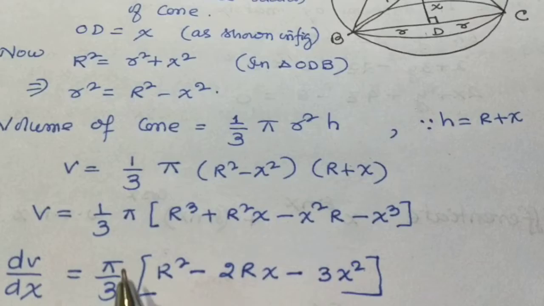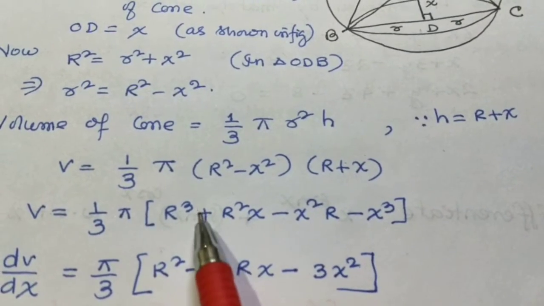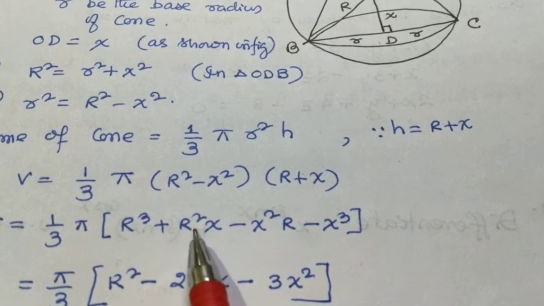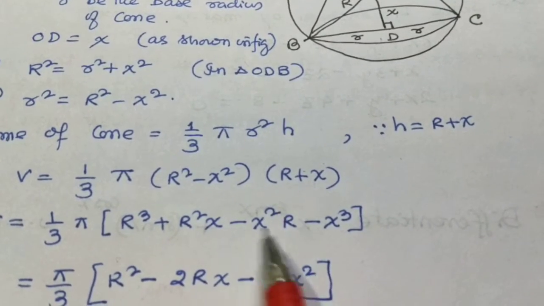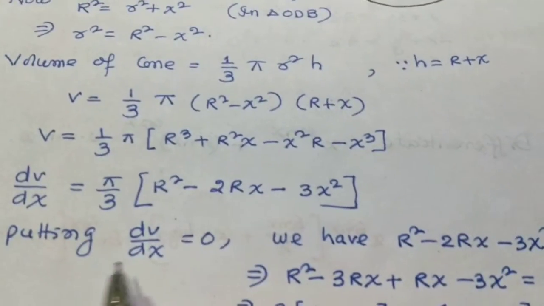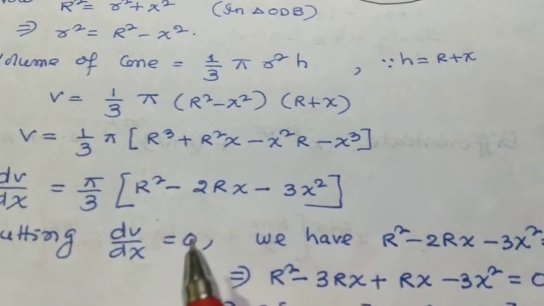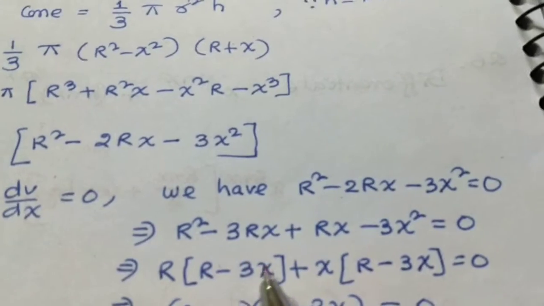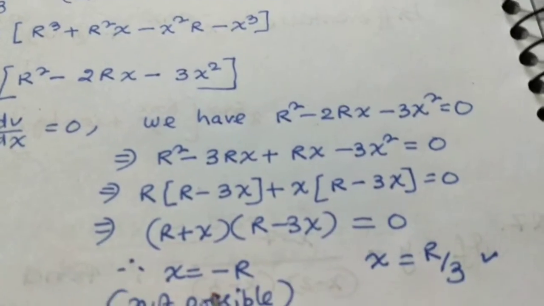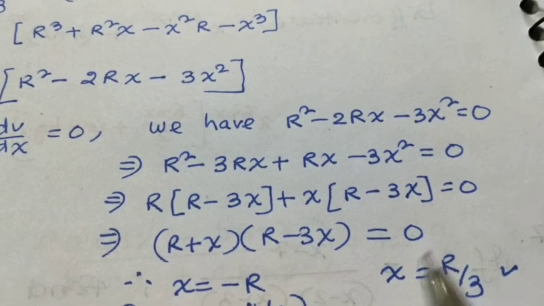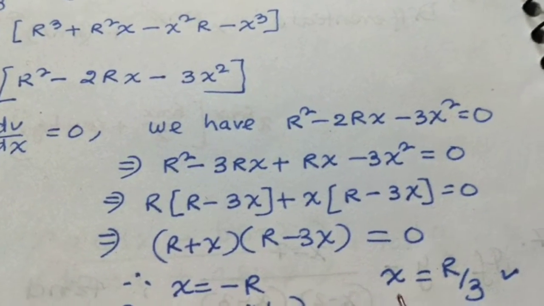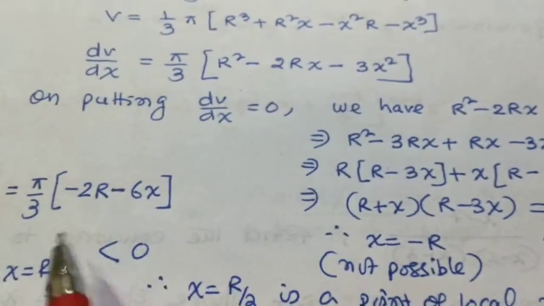Then dV by dx will be pi upon 3 times (this is constant, so 0) R squared, and this is minus 2xR, and minus 3x squared. After differentiation, putting dV by dx equal to 0, by splitting the middle term we calculate the value of x in terms of R. One root is not valid because lengths cannot be negative, and x will be R upon 3.